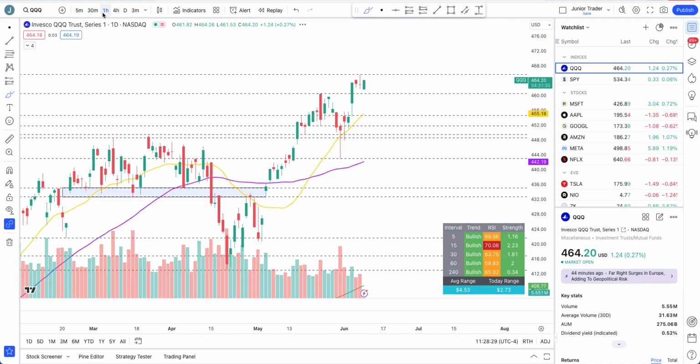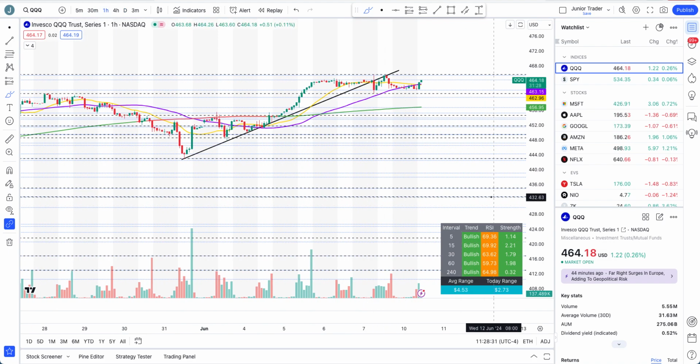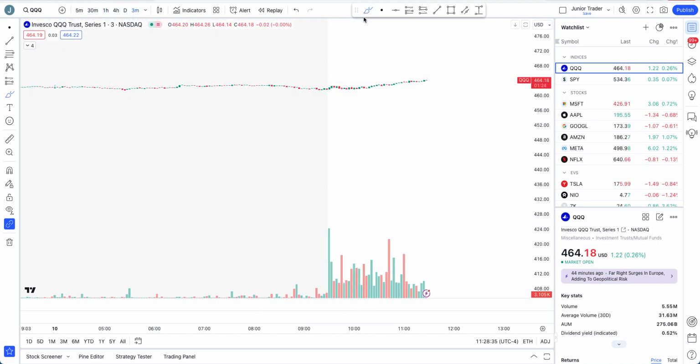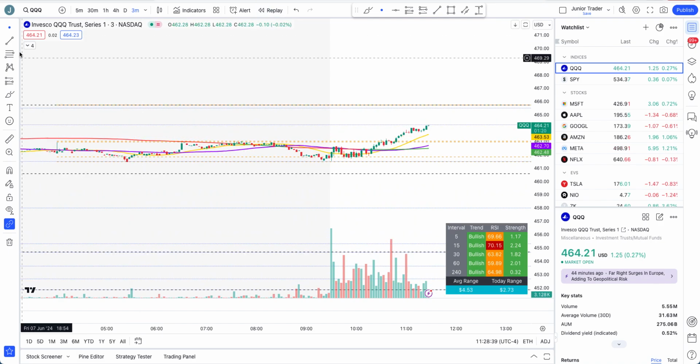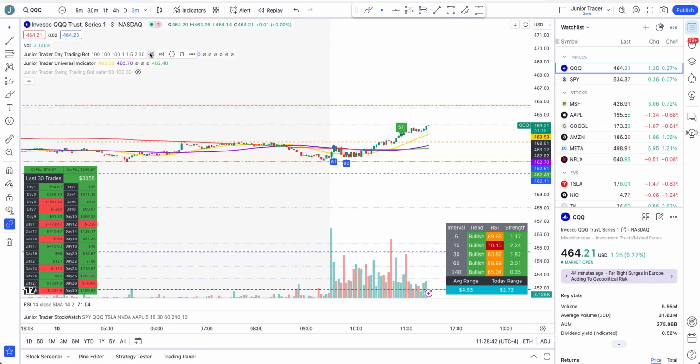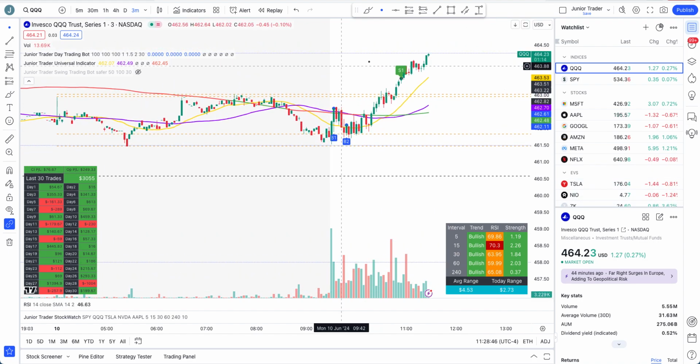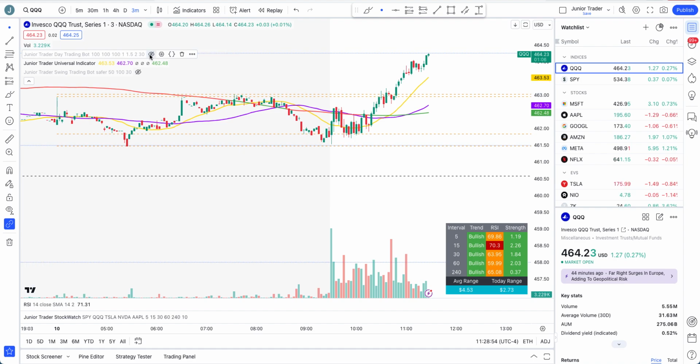And let's go to the hourly interval. If I take a look at my day trading bot on QQQ, it's profitable, guys. You can see we got a buy position as well, and partial take profits already for the first position. You can see the data on the left side. Similarly, SPY would be profitable as well.